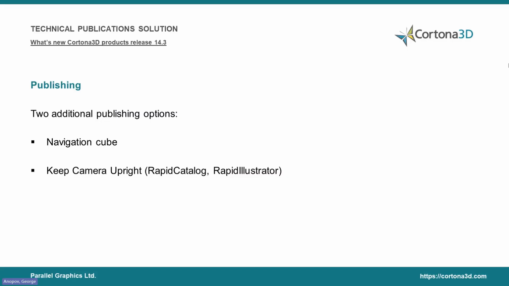Two more publishing options have been added. First, in all RapidAuthor specifications, you will find an option to display the navigation cube in HTML publications. The navigation cube was introduced a few versions ago inside authoring interfaces to help improve navigation inside the 3D scene. Secondly, in Rapid Catalog and Rapid Illustrator specifications, you will find an option to keep the camera upright. This option restricts the horizontal axis of the camera and may help in navigation as well.